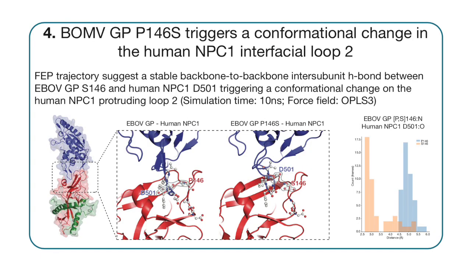We further analyzed the molecular dynamics trajectory of FEP for Zaire ebolavirus glycoprotein and the mutant bound to human NPC1. The backbone nitrogen of serine at position 146 acts as a hydrogen bond donor, forming an interaction with the backbone oxygen of the human NPC1 aspartate at position 501. This hydrogen bond brings closer the respective protein backbones and causes a kink in the human NPC1 loop that mediates key interactions with Zaire ebolavirus glycoprotein.